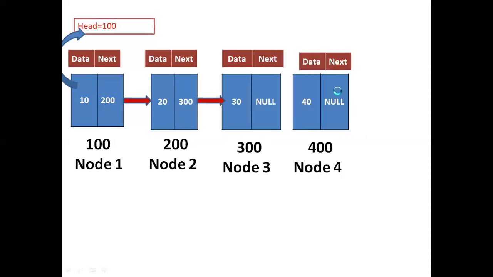Like this, if you create one more node, 400, with the name node 4, the data part is 40 and the next part should be null. Now we connect these two nodes by using one link. This is the link between 300 and 400, which means 300 arrow next is equal to 400. 400 next is null because 400 is the last node in the single linked list. 100 is the first node in the single linked list.